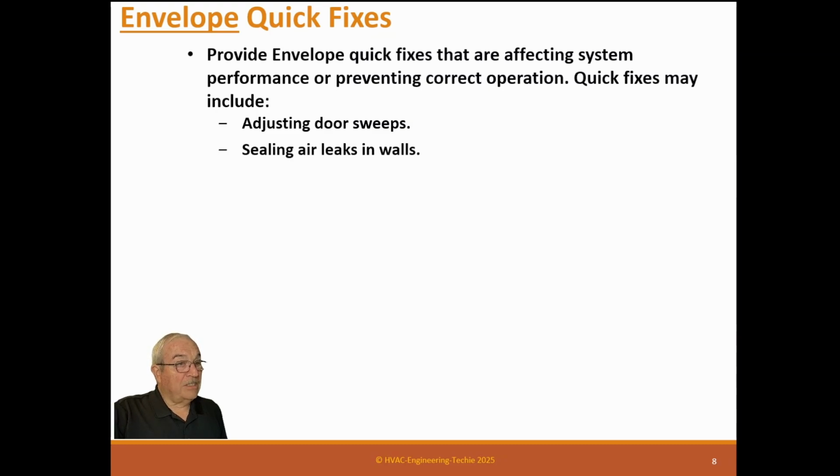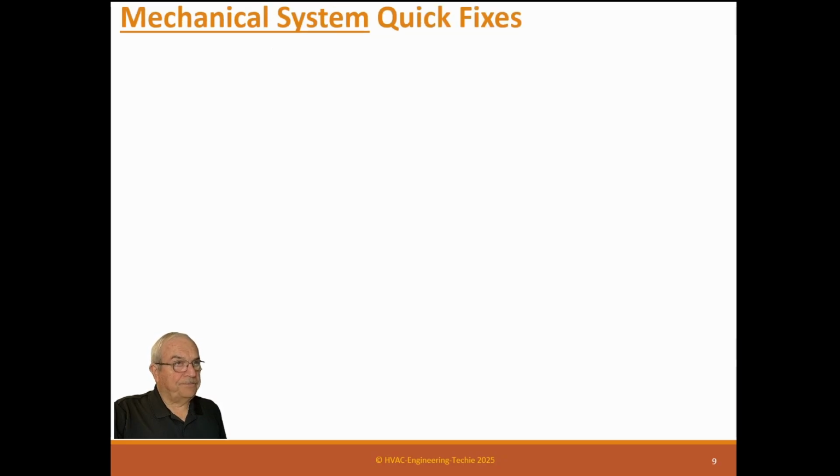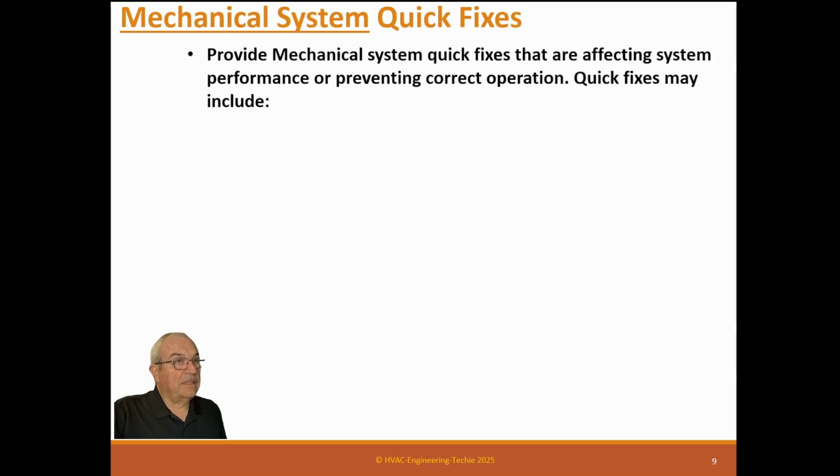Sealing air leaks in walls. Repairing door seals or window seals to prevent air and water intrusion. Adjust door closures so the doors actually close on time. Might be others, might be insulation, something like that. Mechanical system quick fixes, same thing.